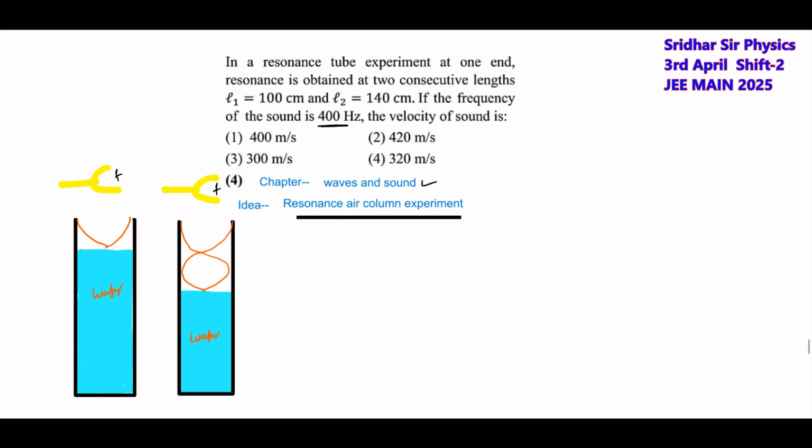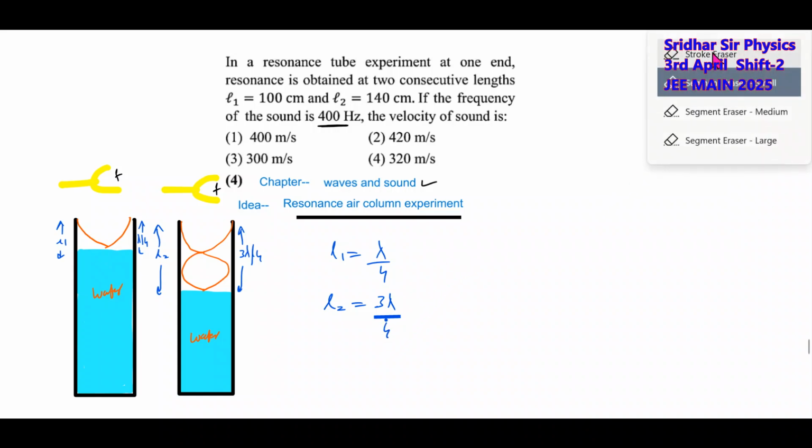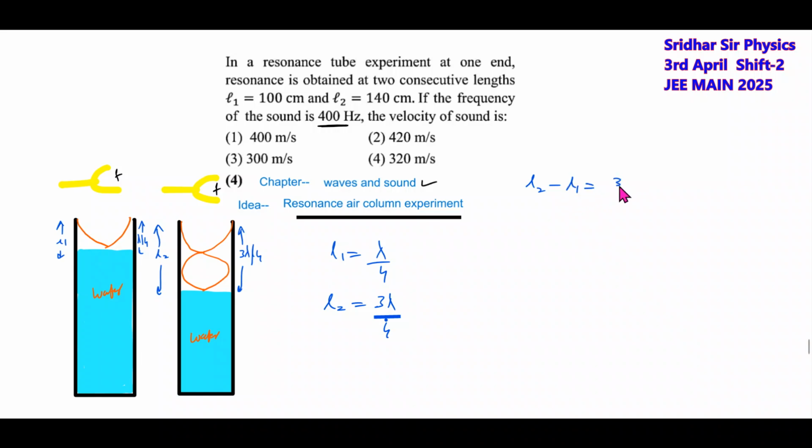Okay, now what are the resonating lengths? L1 and L2. In terms of wavelength, lambda by 4 and 3 lambda by 4. So L1 is equal to lambda by 4, L2 equal to 3 lambda by 4. Then L2 minus L1 equal to 3 lambda by 4 minus lambda by 4, which is lambda by 2.